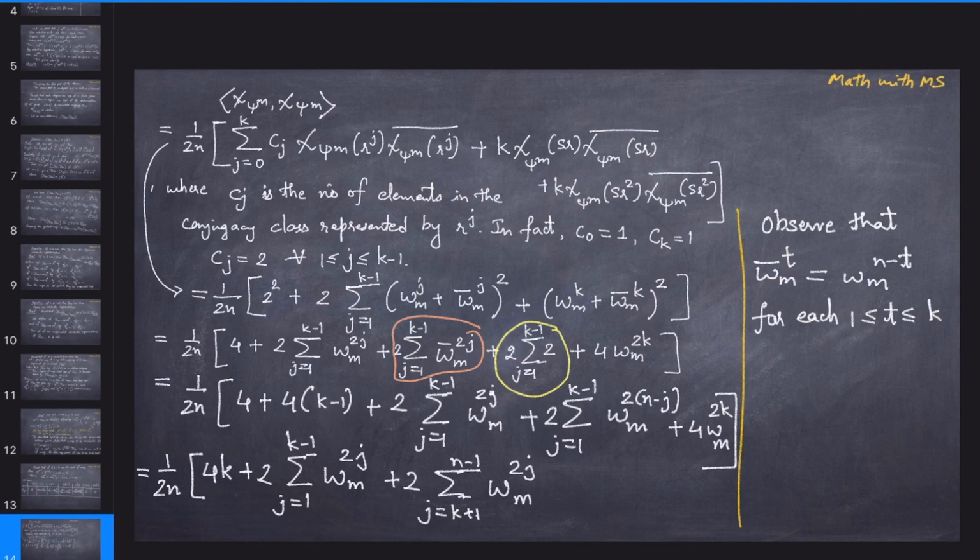Alright, and now for the last term, which is 4 times omega m to the power 2k, I separate out 2 times omega m to the power 2k, so I write it as 2 times omega m to the power 2k, plus the remaining 2 times omega m to the power 2k is just 2, because omega m to the power 2k is nothing but omega m to the power n, which is of course 1. Now observe the following.